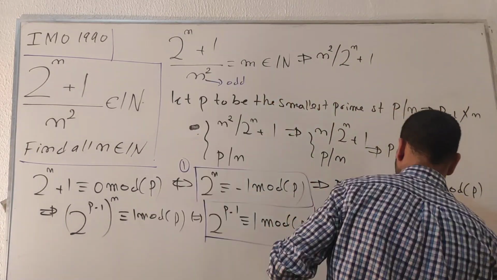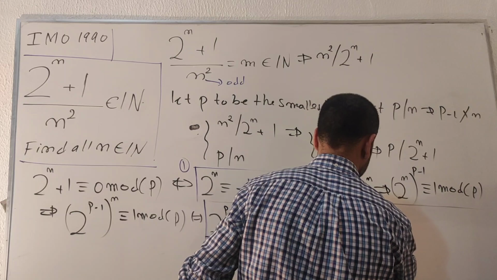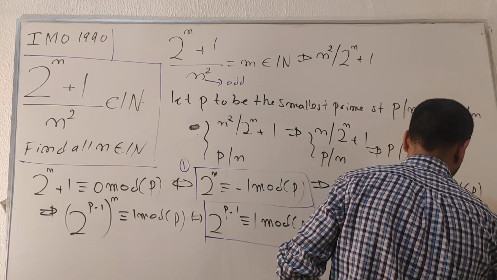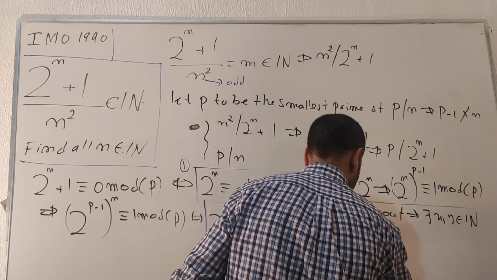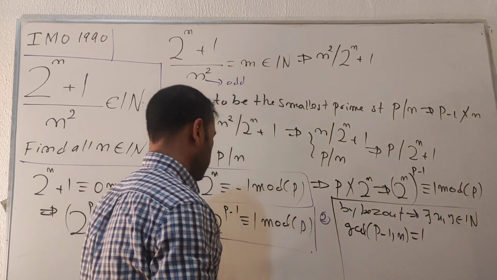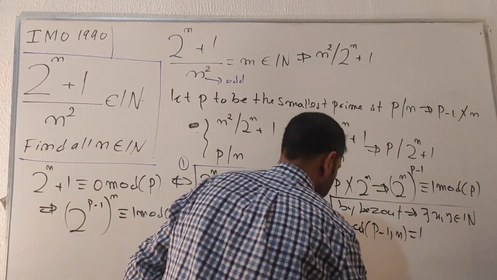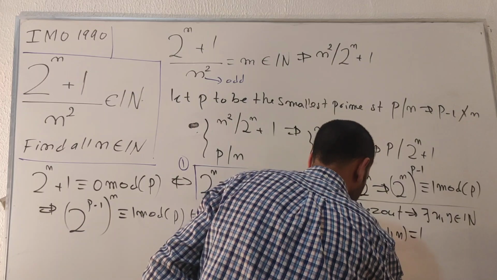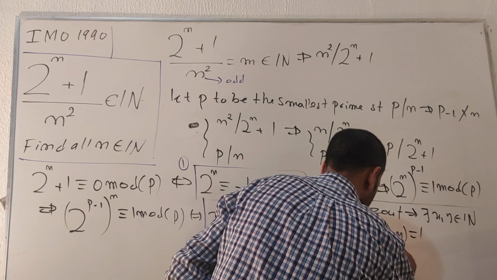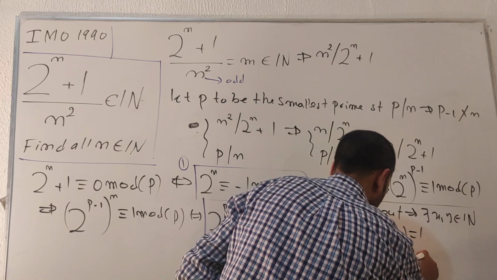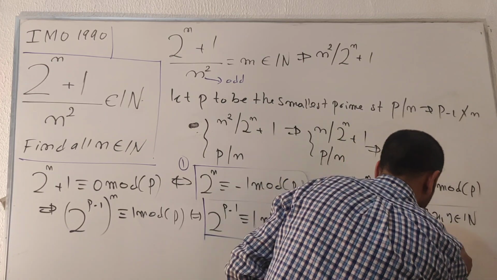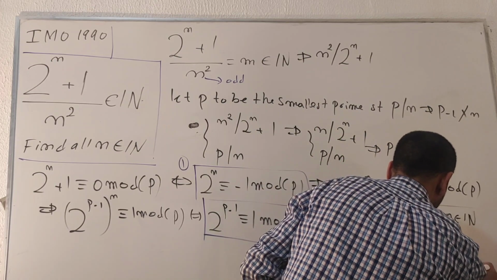Okay, by the Bezout theorem, there exist X and Y as natural numbers such that GCD of P minus 1 and N equals 1. So this is telling us, by the Bezout theorem, X multiplied by N minus Y multiplied by P minus 1 equals the GCD of P minus 1 and N, which equals 1.